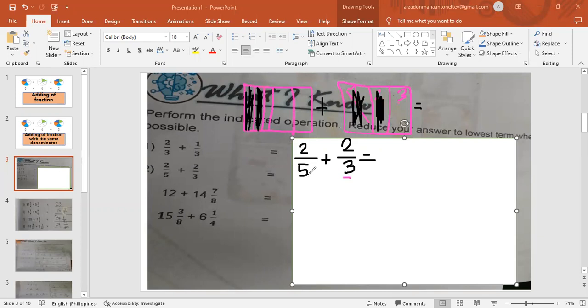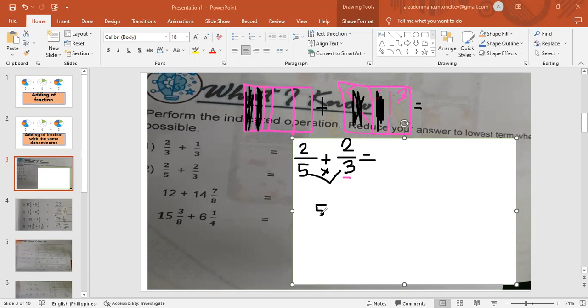What is our rule? If the denominators are not the same, what are you going to do? The simplest thing you need to do is to find the least common multiple of these two. Okay? But in order for you not to have any problem, just multiply this one. 5 times 3 is 15.